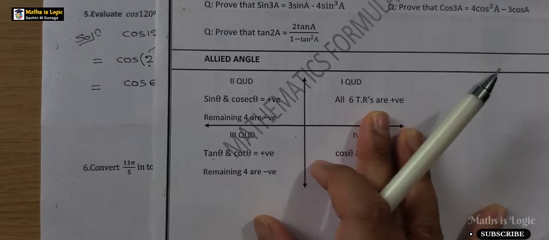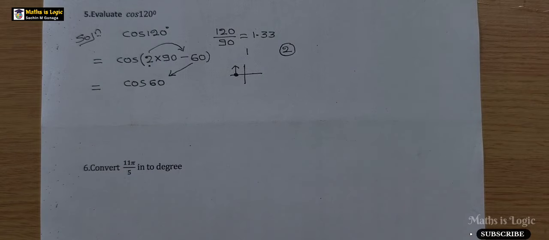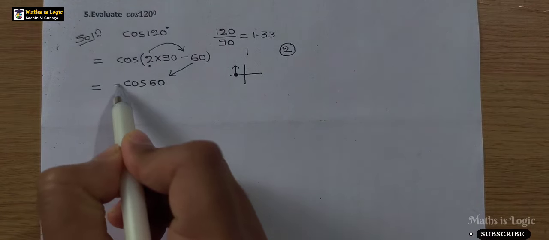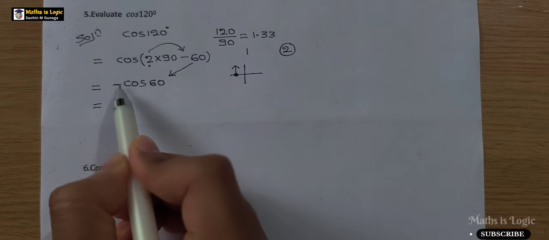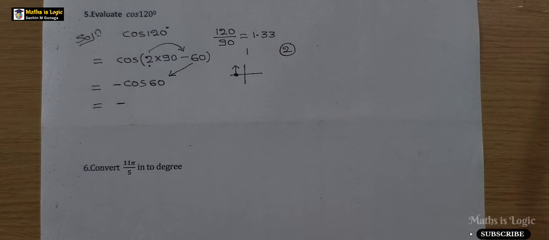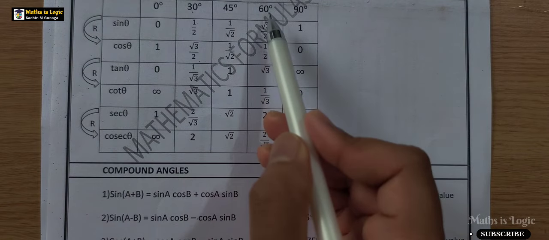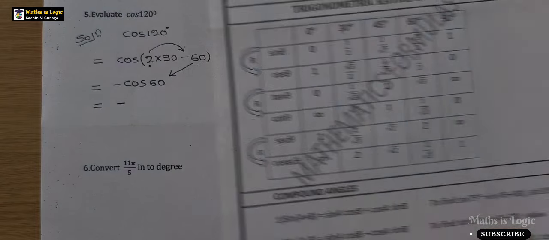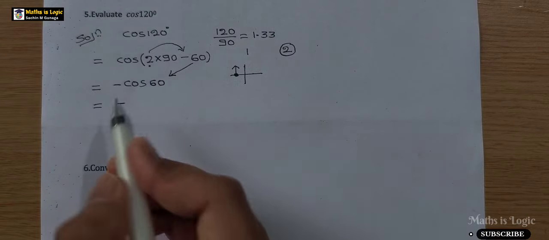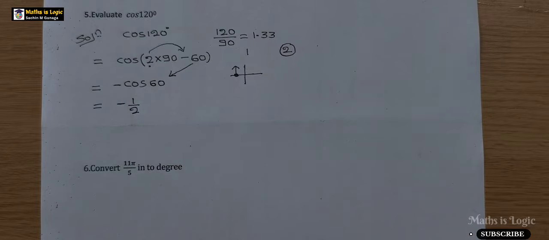In the remaining, which trigonometric ratio comes? Cos. Therefore remember cos is negative in the second quadrant. Next, keep the negative sign as it is, cos 60 degree. See the trigonometric standard angle table. Cos 60 degree value is how much? 1 divided by 2. Therefore the final answer for cos 120 degree is minus 1 divided by 2.